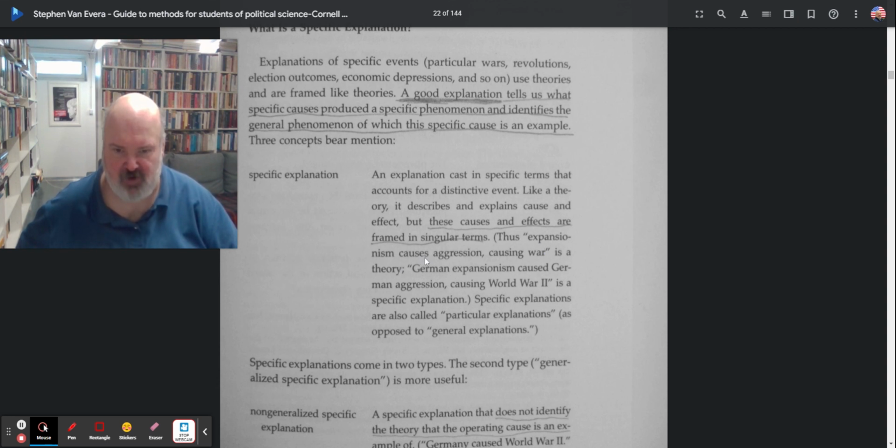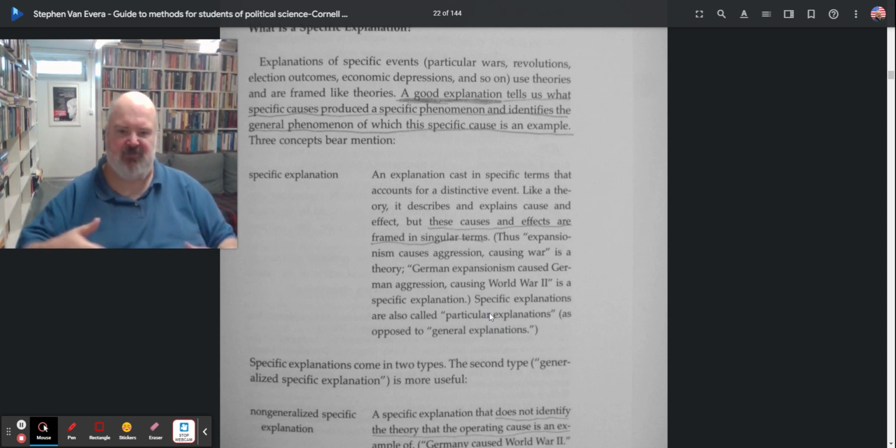Thus, expansionism causes aggression, and aggression causes war. That is a theory. German expansionism causing German aggression, causing World War II, is a specific explanation. Specific explanations are also called particular explanations as opposed to general explanations, right? So it's particular versus general, right?